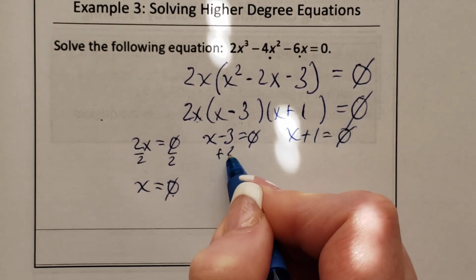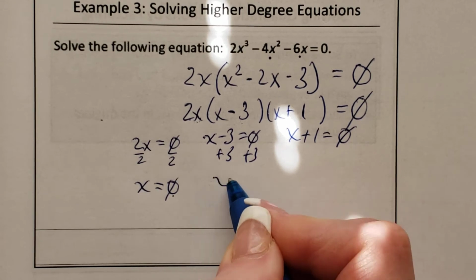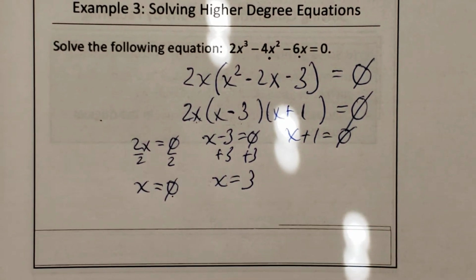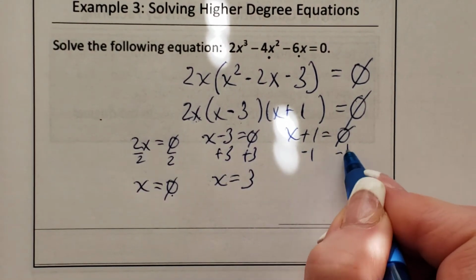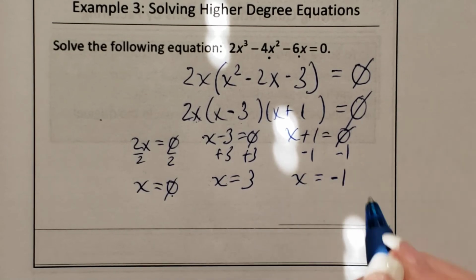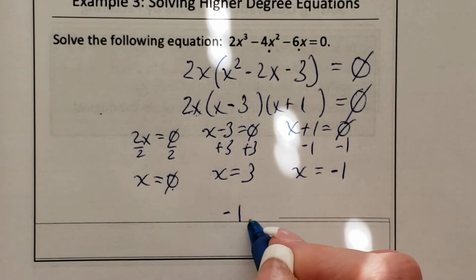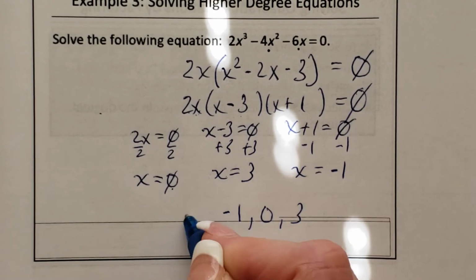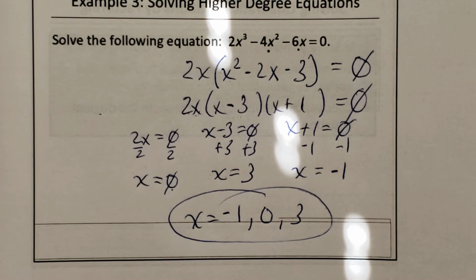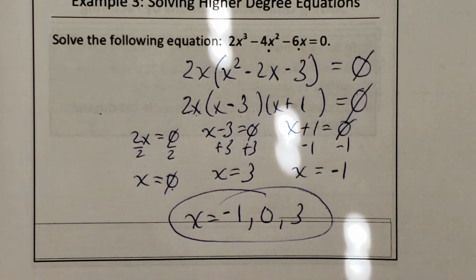So I'm going to add 3 to both sides. So x could also be 3, and x could be equal to negative 1. So this quadratic equation actually has 3 answers: negative 1, 0, or 3. All of those are true.